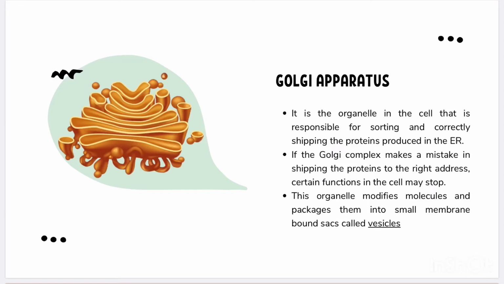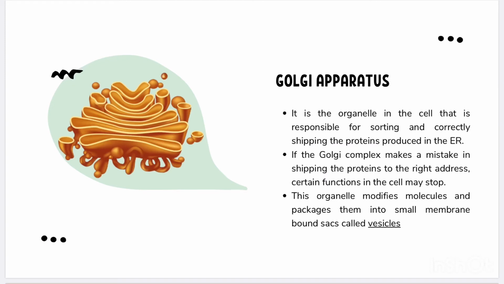Next is the Golgi apparatus, or what we know as the Golgi body. The Golgi body is the organelle in the cell that is responsible for sorting and correctly shipping the proteins produced in the ER. So just like our postal packages, which should have a correct shipping address, the proteins produced in the endoplasmic reticulum should be correctly sent to the respective address. It is a very important step in protein synthesis.